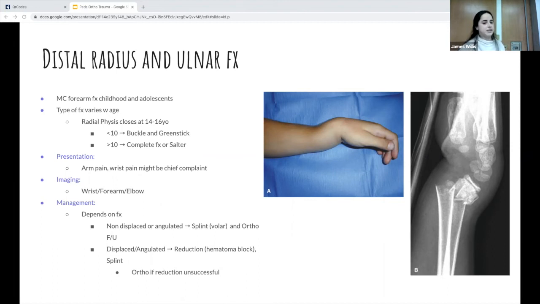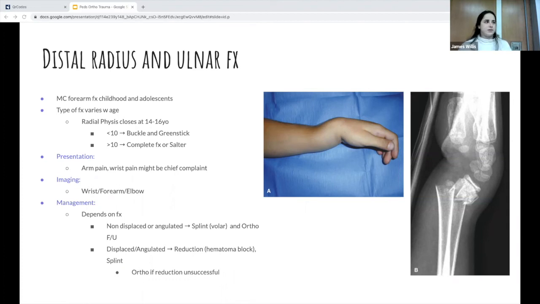And the management is going to depend on the fracture, right? If it is non-displaced or non-angulated, you can do a volar splint and ortho follow-up. If it is displaced or angulated, then these patients need reduction, which you can do with a hematoma block if the patient has a hematoma, and splint, and then ortho if the reduction is unsuccessful. Okay.